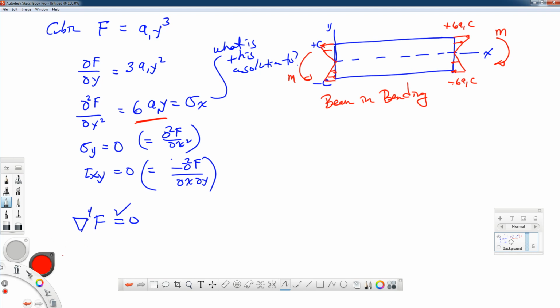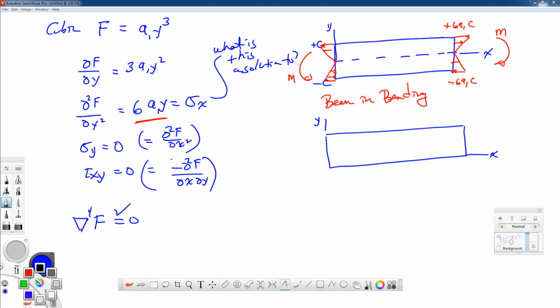Well, we looked at this region, but let's say we only looked at the top half. Maybe we wanted just to look at a region in which y was always positive. So we put our coordinate system down here. Well, what do we get? Well, we still get a region where the stresses vary linearly with distance.